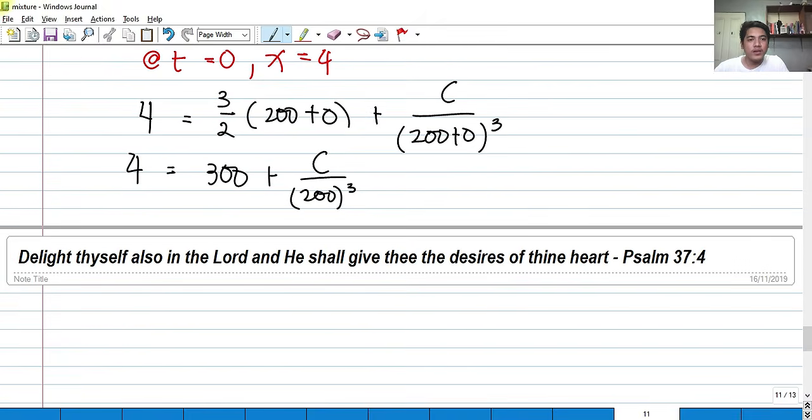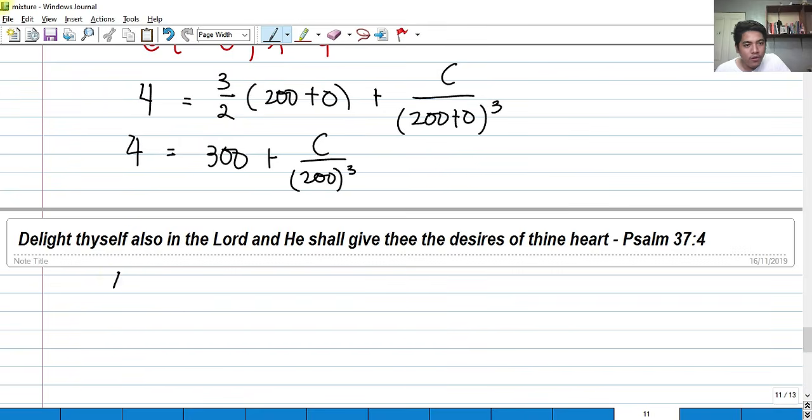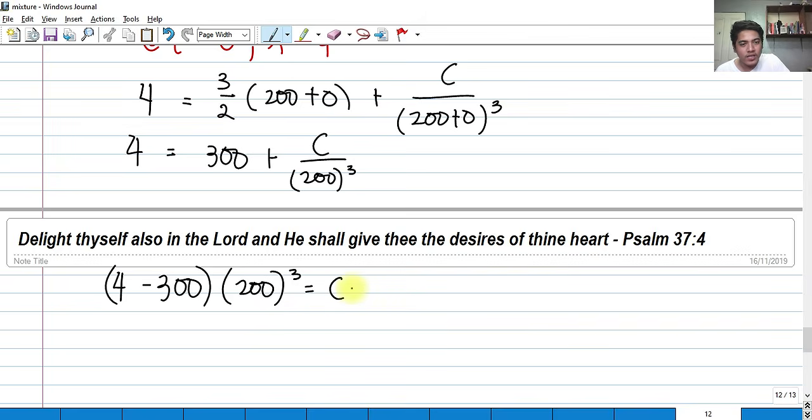So we solve for c. What are we going to do? We have (4 - 300) multiplied by 200 cubed is equal to c. So c therefore would now be, we transpose 300, then we multiply both sides of the equation by 200 cubed. So we have c is equal to negative 296 multiplied by 200 cubed. So that would be our c.